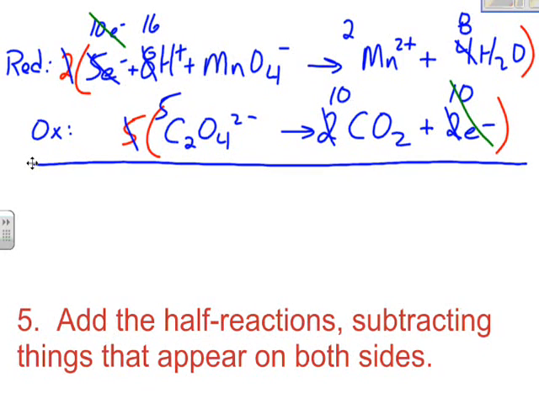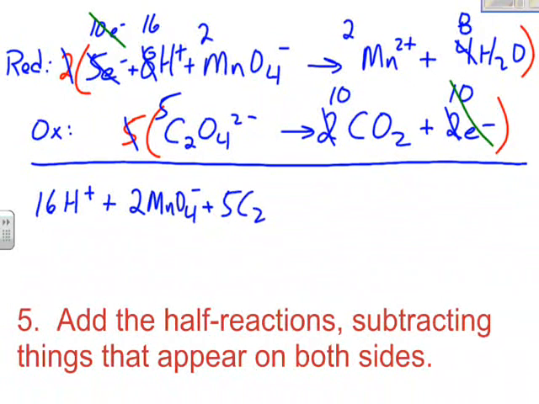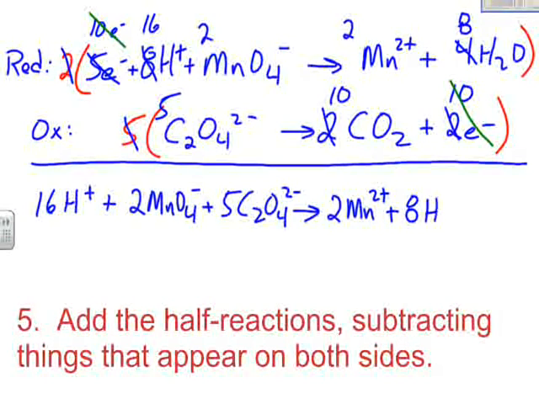So I'm going to go ahead and write out the things that are left over. On the reactant side, I have 16 hydrogen ions. I have 2, sorry, I should have put that in there, 2 of the permanganates. I have 5 of the oxalate ions. So those are all my reactants. And then on my product side, I'm going to have 2 of the manganese ions, 8 water molecules, and 10 molecules of carbon dioxide.